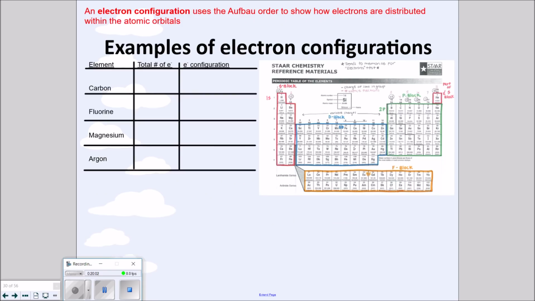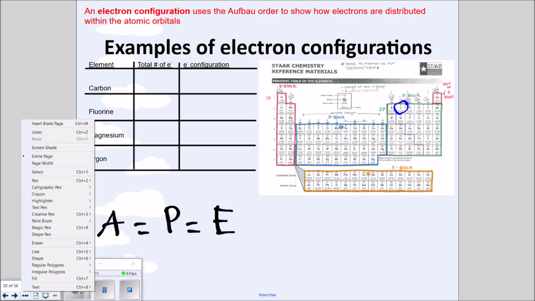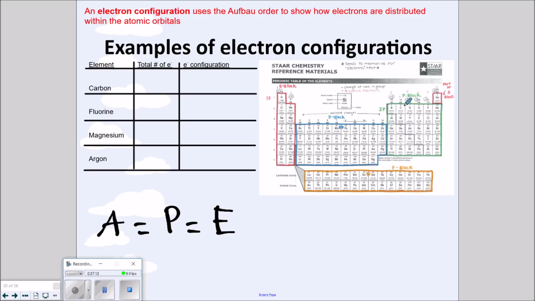Let's do some examples of electron configurations. An electron configuration will use the order to show how electrons are distributed within the atomic orbitals. Let's start with carbon. It is element number 6 on the periodic table. If the atomic number is 6, it should have 6 electrons. Our electron configuration will have to account for all 6 of these electrons.